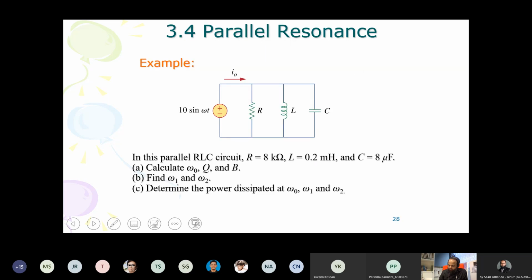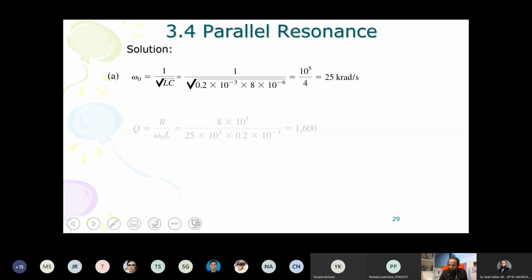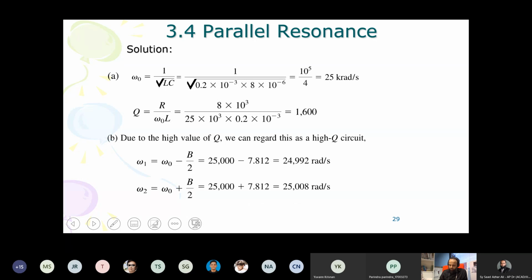All right, I want to finish it off with this particular question. Very similar. We need to find all those values. So omega naught is 1 upon under root LC, inputting the values there. Q again using the formula. For a high Q circuit, we can go about omega naught plus and minus B upon 2. So this is it. Don't mix it up. Omega 1 should be negative because omega 1 is smaller than omega 2 by definition.